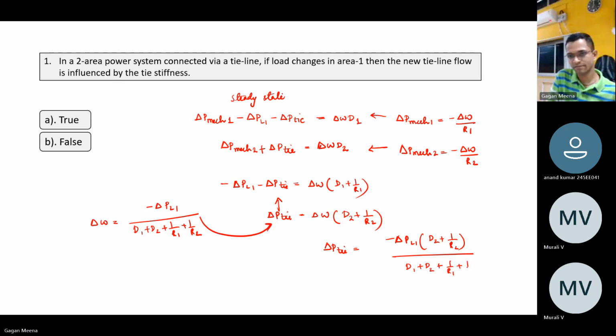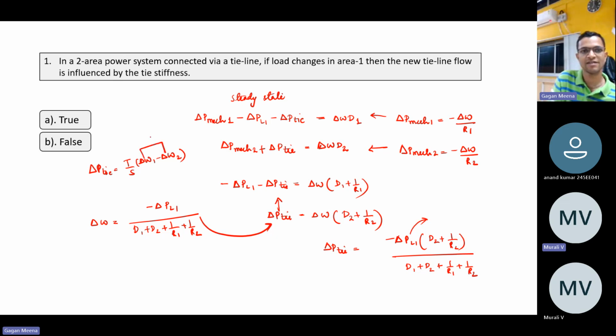So there is no stiffness term here. T is not here. It depends on the change in load. When you model the tie line, you get the equation delta theta equals 2 pi T12 by S into delta F1 minus delta F2. That is maybe the transient one, not steady state. In steady state this will be 0. That is why the answer is false.